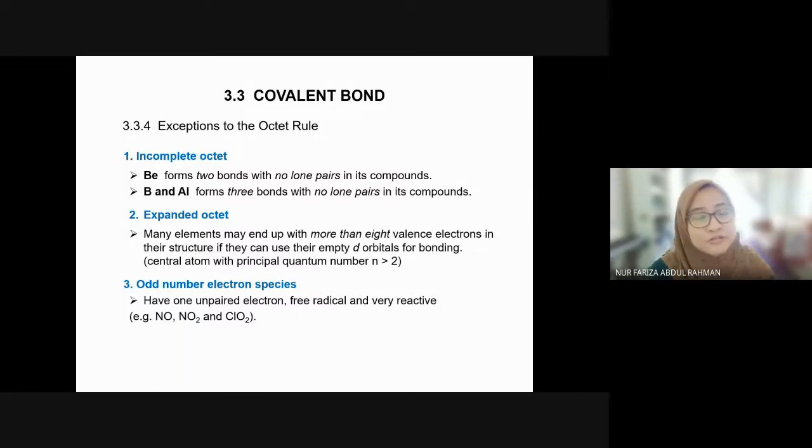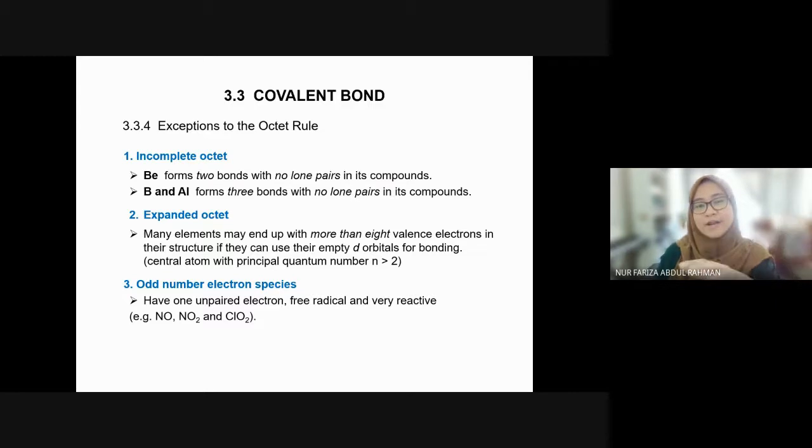Okay, let's move on to the next subtopic, exception to the octet rule. Exception means an exclusion from the octet rule. Remember, in chemistry we have a lot of abnormality, meaning it doesn't follow the way it's supposed to be. That's what we call exceptions. There are things we should know and take note of.